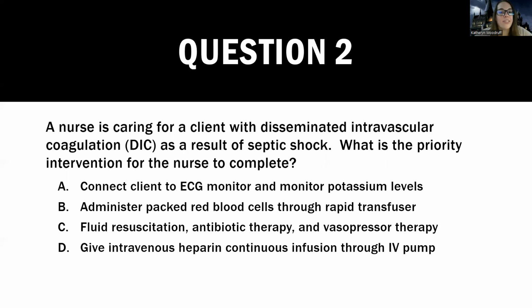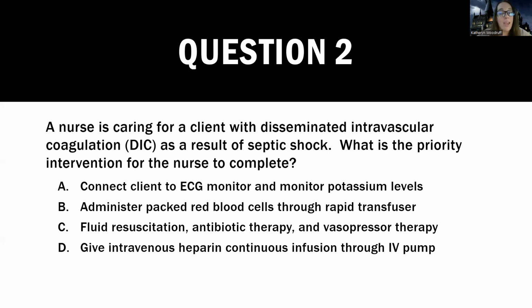Question 2. A nurse is caring for a client with disseminated intravascular coagulation. Don't you just love complex questions with these fancy terms? DIC, as a result of septic shock. What is the priority intervention for the nurse to complete? So a patient's in DIC and it's telling me why they're in DIC too. They had septic shock. So what is the priority intervention? Priority intervention means what do I need to do first or what is most important?